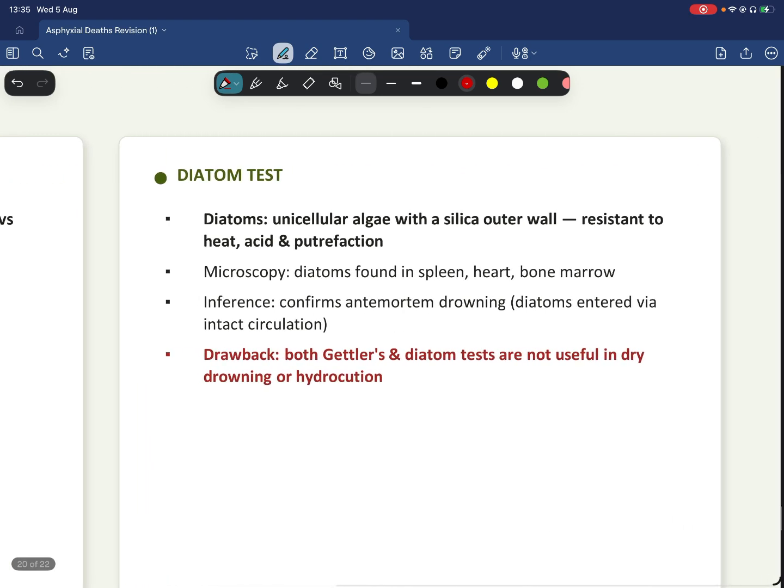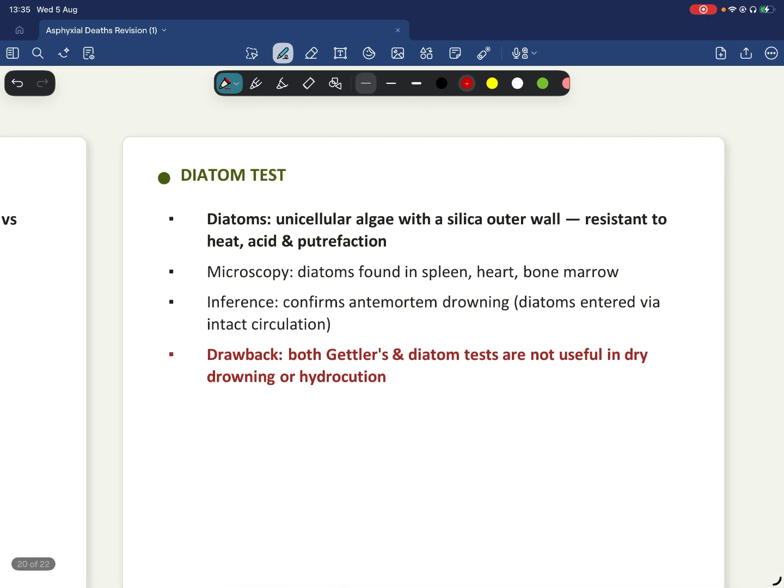Diatom test. Diatoms are unicellular algae with a silica outer wall. They are resistant to heat, acid, and putrefaction. On microscopy, diatoms can be found in the spleen, heart, and bone marrow. The inference is that it confirms antemortem drowning, as diatoms entered via intact circulation. The drawback of both Gettler's and diatom tests is they are not useful in dry drowning and hydrofusion.